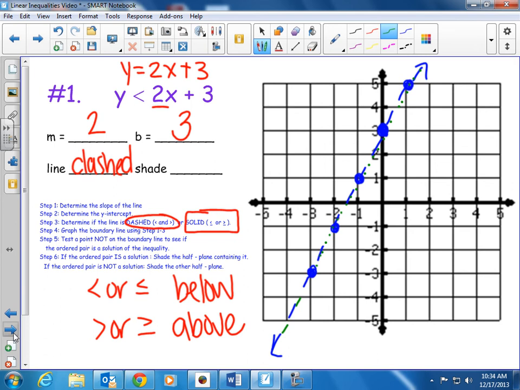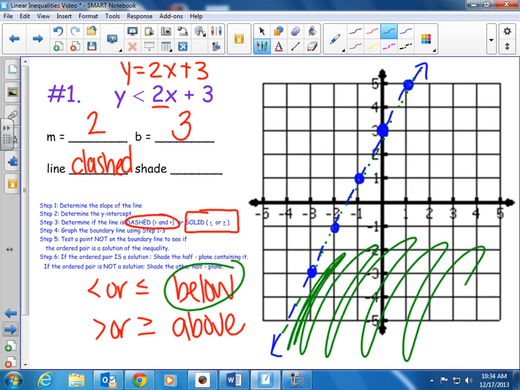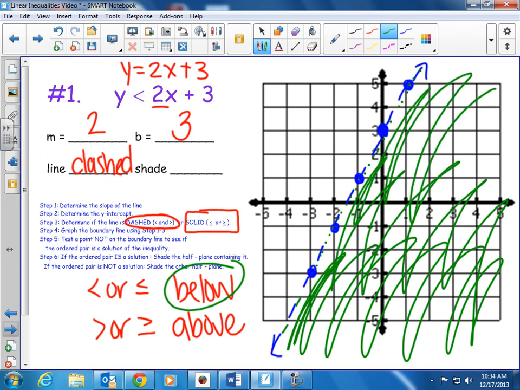Now I know that because it is a less than symbol, I'm going to shade below my graph. So what would be below this line? That would be everything that is in this region below the line. So I take my pencil and I give it a good shading. What that means is any point that's in this region is going to be included or make my inequality true, any of these points. The points on the blue line, nope, they're not included. Any of these points, nope, not included because they're not in the shaded region.